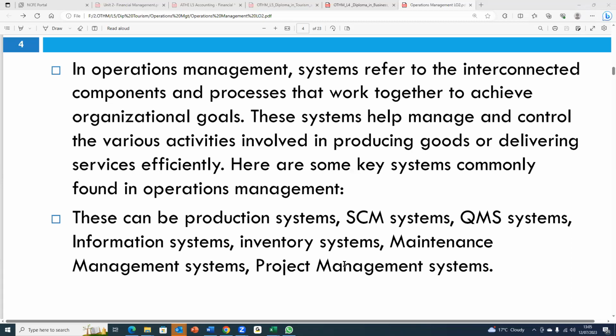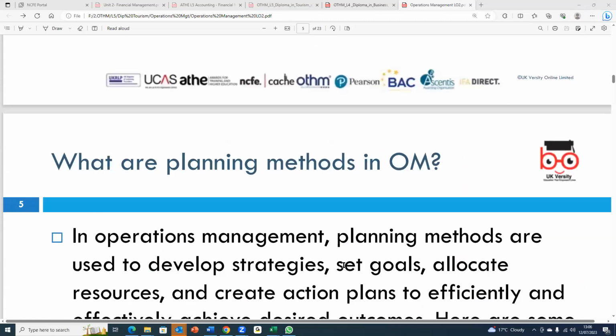So there are different systems, and they help to interconnect the processes. They help us to interconnect these activities and to deliver products and services in the industry, or in operations management.